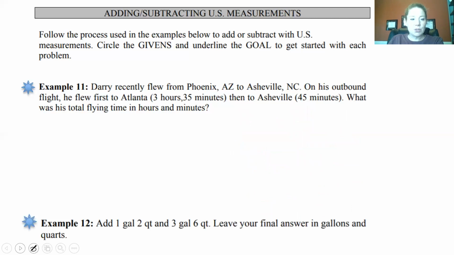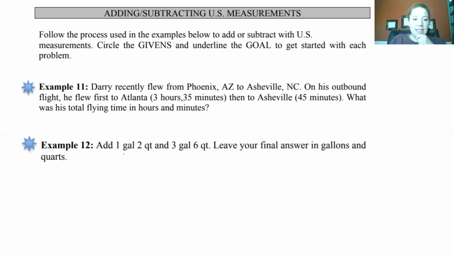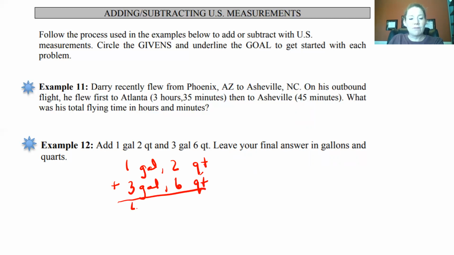All right, so for number 12, it says add 1 gallon 2 quarts and 3 gallons 6 quarts. Leave your final answer in gallons and quarts. So we have 1 gallon, 2 quarts. Into that, we're going to add 3 gallons and 6 quarts, which gives us a total of 4 gallons and 8 quarts.